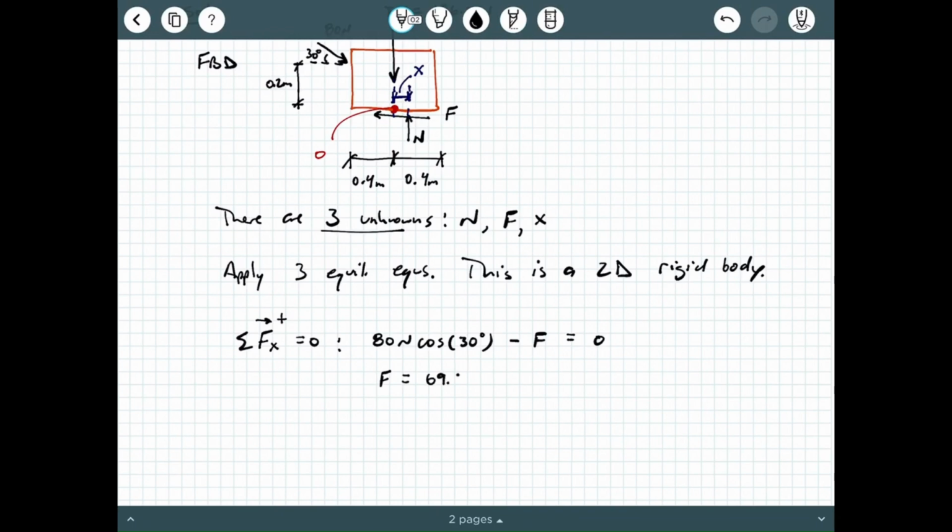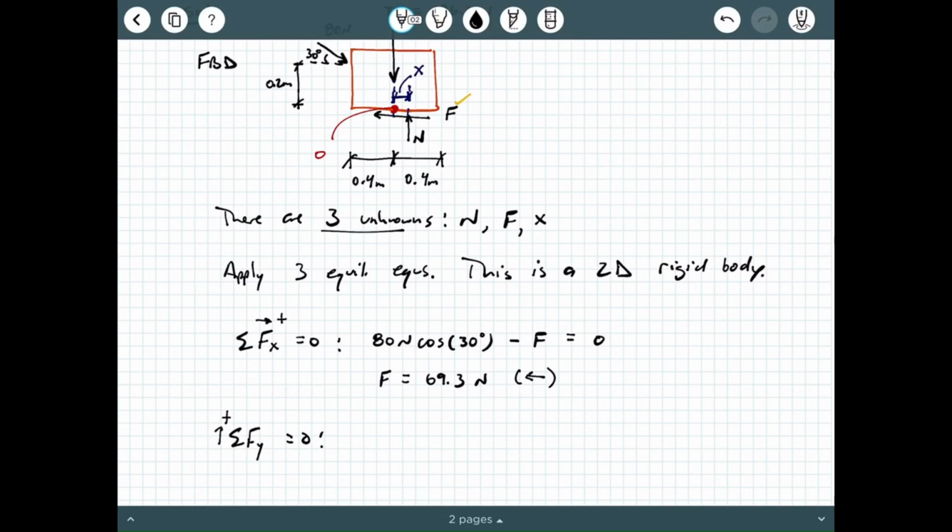Let's do some rearranging. We'll get the friction force equals 69.3 newtons, and it comes out positive. So it is, in fact, pointing in the direction we assumed, which is to the left. So that's one of our unknowns. We can check that off if you want to.